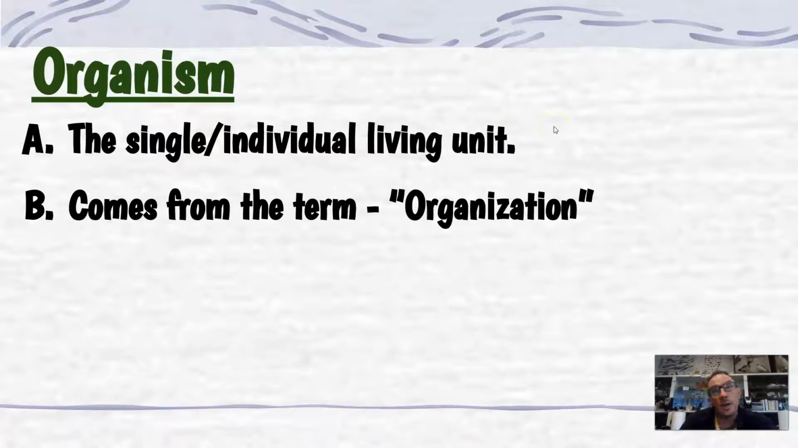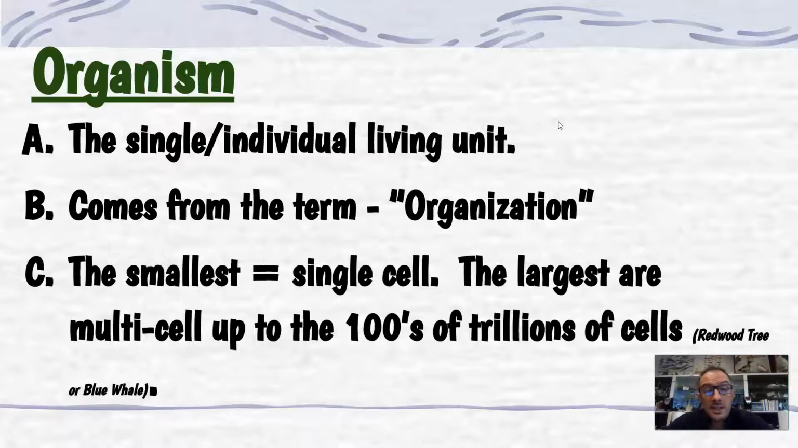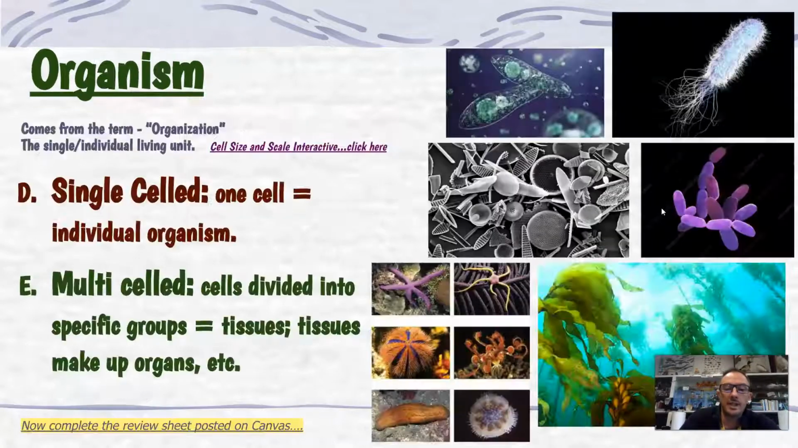Duh. So we're organized. We're put together in a way that when you look, there's structure, there's jobs that things do, and life looks organized. And the smallest, of course, is a single-celled organism, a single cell. But the largest are multi-celled and up to hundreds of trillions of cells. Let's take a look, actually, at the size of some of these things real quick, and then we're done.